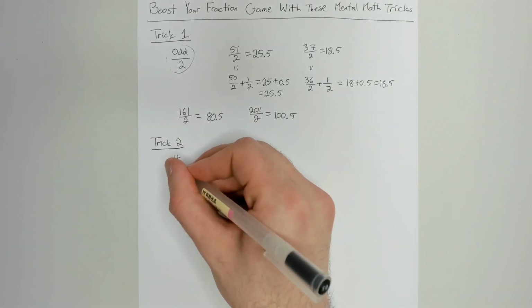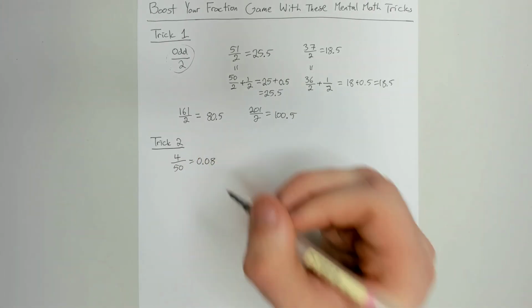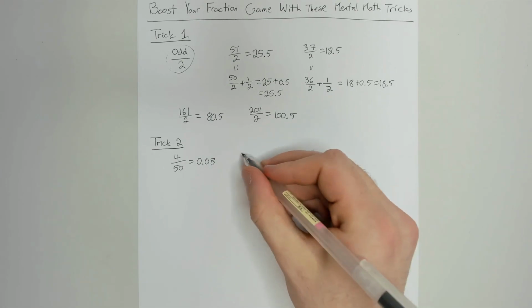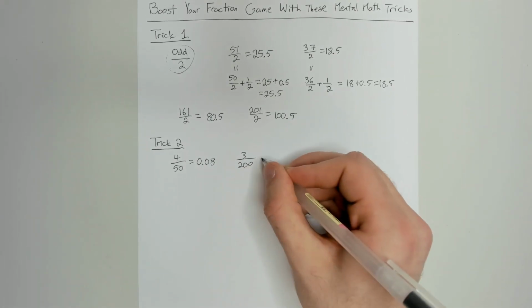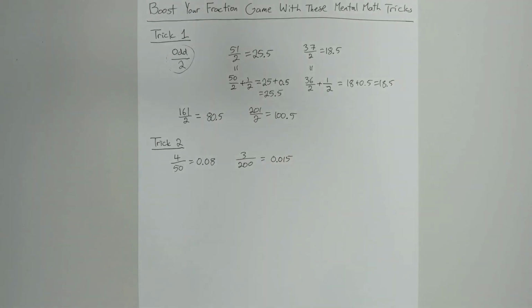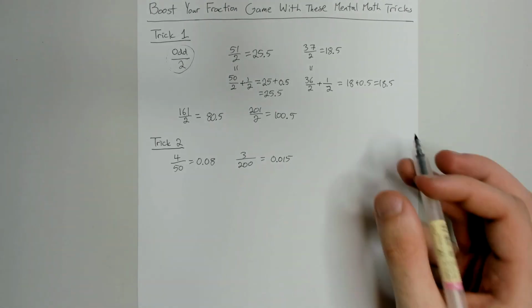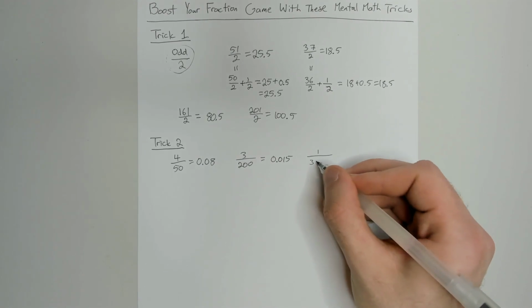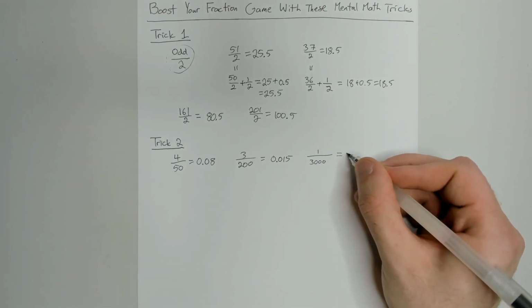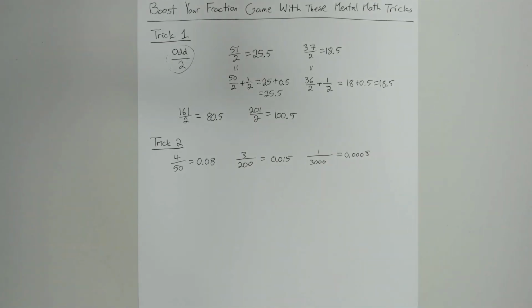So let's say I have something like 4 over 50. I know right away that that is 0.08. Okay. I have 3 over 200. I know right away that that is 0.015. Oh man, how am I doing this? I don't actually have these written off to the side, I promise. In terms of, like, I don't actually have their answers. So 1 over 3,000. Okay, well, that is going to be 0.0003 repeating.